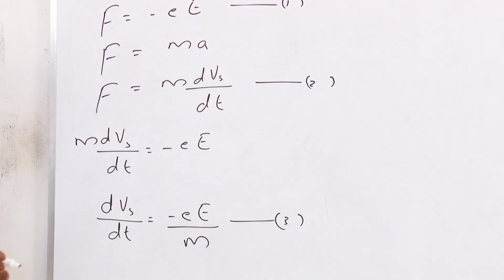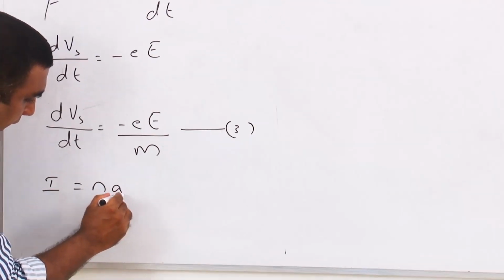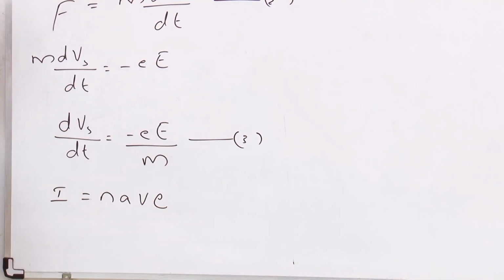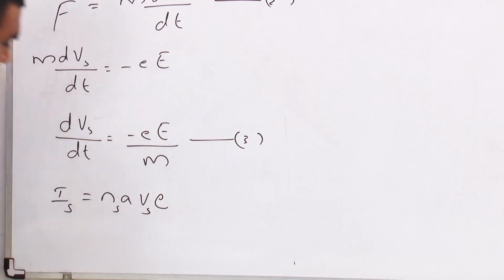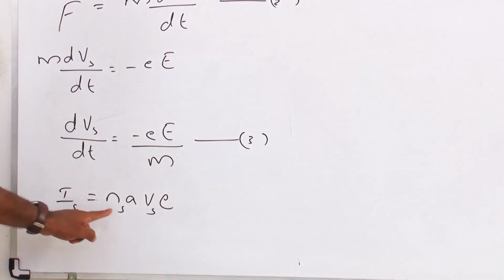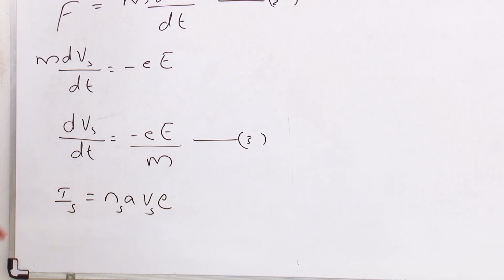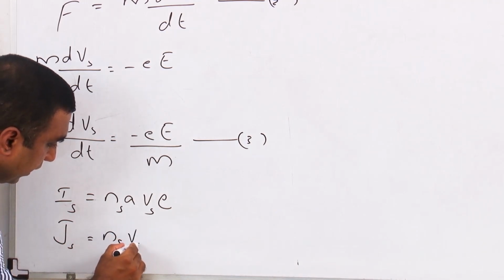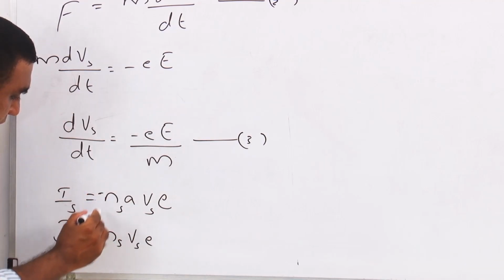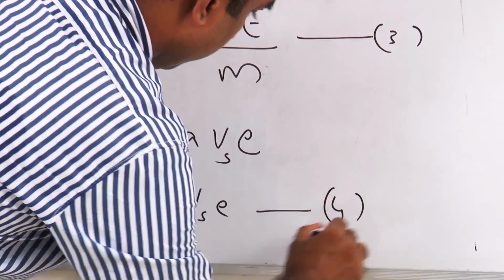We have the relation connecting current and drift velocity as I is equal to nAve. Here I use subscripts for I, n and v. So Is is supercurrent, ns is the concentration of superelectrons, and vs is the drift velocity of superelectrons. From this expression I can write Js is equal to minus ns vs e. Here I put the negative sign because our charge carriers are electrons. Let that be relation number 4.